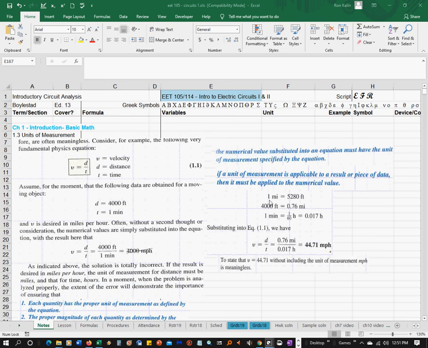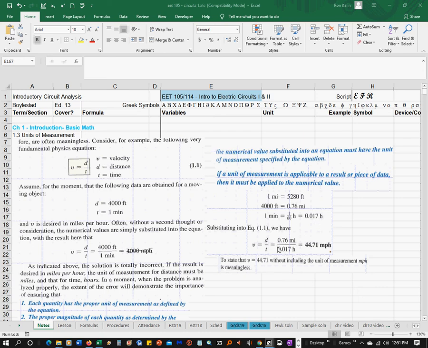What you have to do here is a unit conversion. 1 mile equals 5,280 feet. 4,000 feet is 0.76 miles. What they did was take 4,000 divided by 5,280. And then 1 minute is 1/60th of an hour, which equals 0.017 hours.